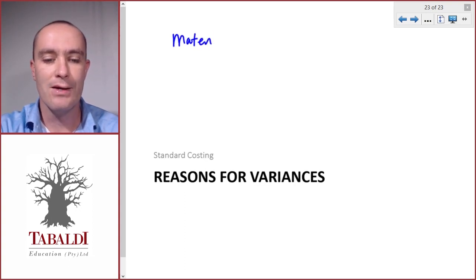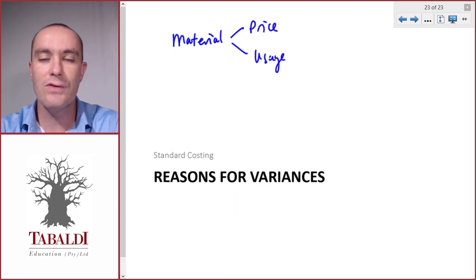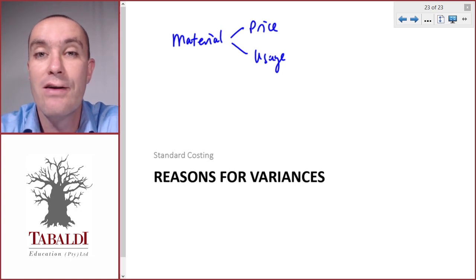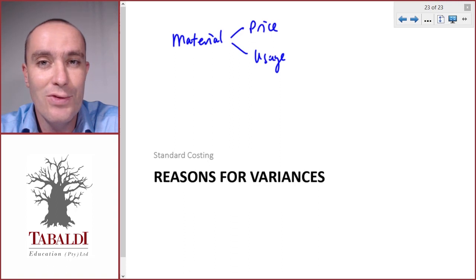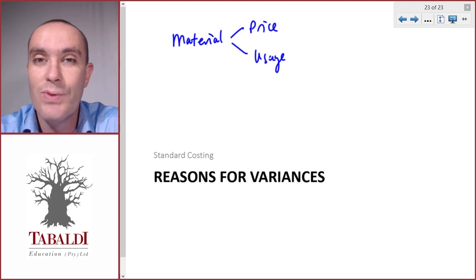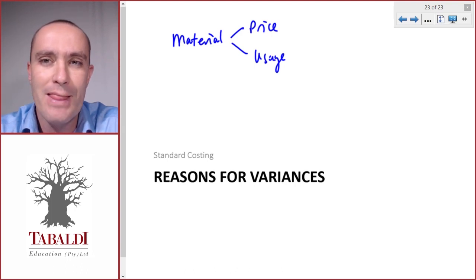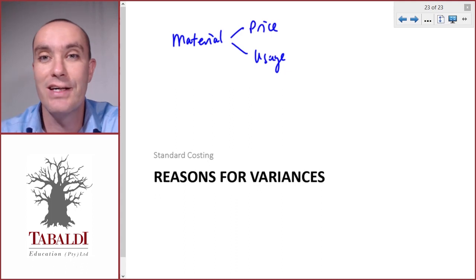So let's think about material. We've got the price variance and we've got a usage variance. What could have gone wrong if we have an unfavorable price variance? One thing that I see often with students is they write the reason for the unfavorable or negative price variance is because we paid more than what we should have paid. Now that's not answering the question, that's not giving a reason.